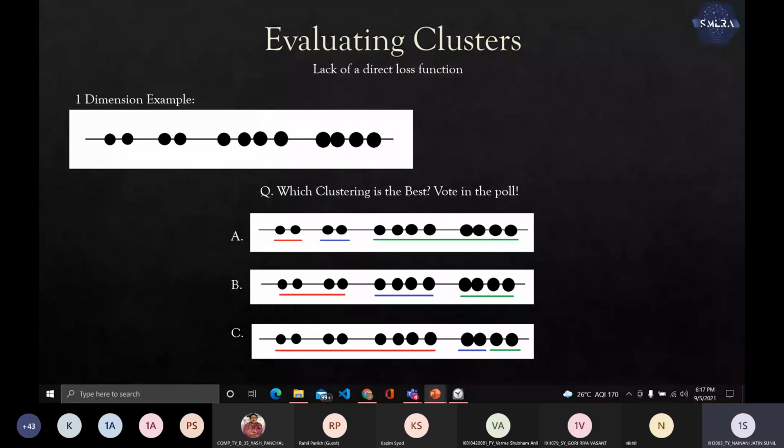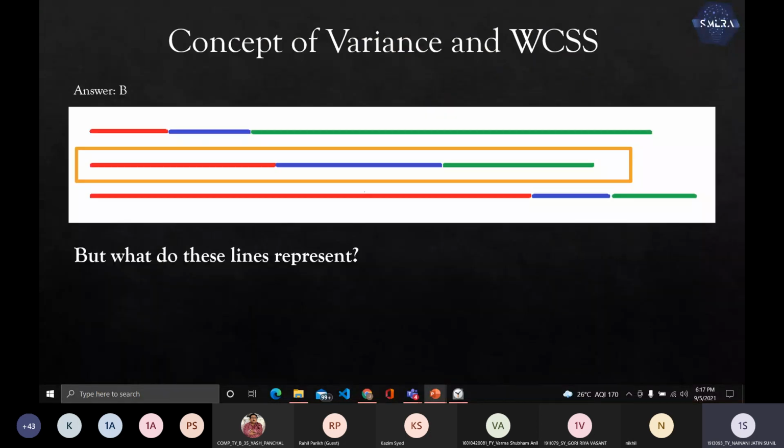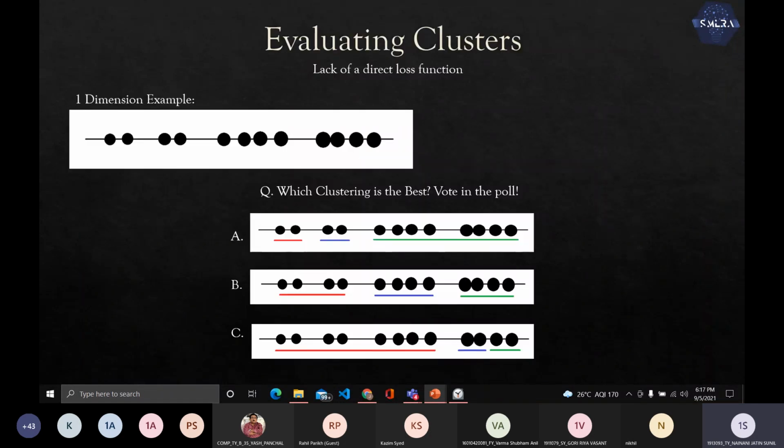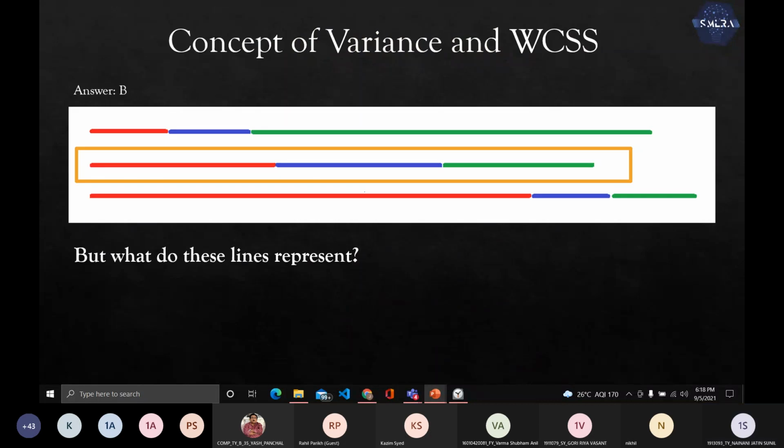So remember, because we don't have a direct loss function, we're going to have to work with variance to determine which clustering is the best. Now, I said this before, clustering is a way to group similar points. As similarity goes up, variance goes down. But we can't have one cluster with really low variance and one cluster with really high variance. That is the case with A and C, right? The green and the red clusters here have too much variance. We want a well-distributed minimum variance in each of the clusters. That's where WCSS comes from.